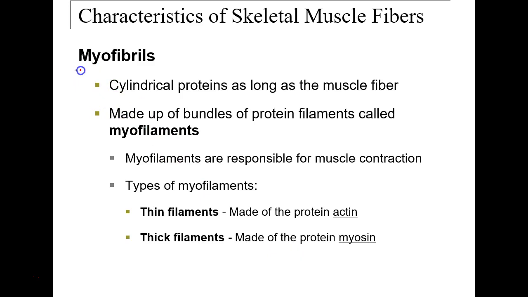Alright, so here is just laid out in sentence form, myofibrils, how they're formed, what we find in them. So thin filaments are the actin. Thick filaments are the myosin. So actin and myosin will be the contractile proteins that we see in the myofibrils.